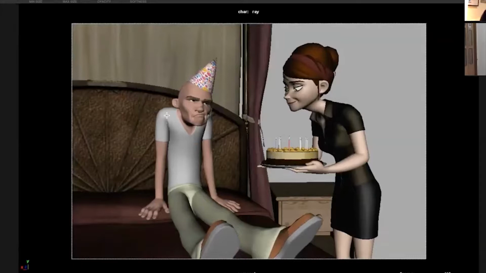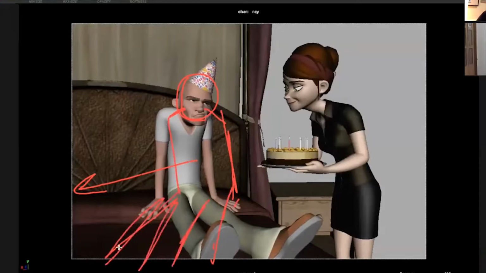So if he wants to shut the world out, the first thing I would do is face him the other way. So I would actually face him this way. As soon as you do that, now you're changing the body language. Now you're showing that he really does want nothing, and now he's giving his back to her in some way.